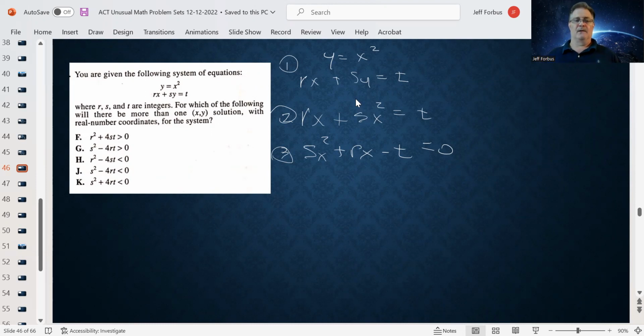Okay. We've got this in proper order now, and it's mimicking a quadratic formula here. Notice our answer choices. Our answer choices are R squared plus 4ST is greater than 0. Remember the idea of the discriminant, b squared minus 4ac. Well, when it's greater than 0, you get two solutions.